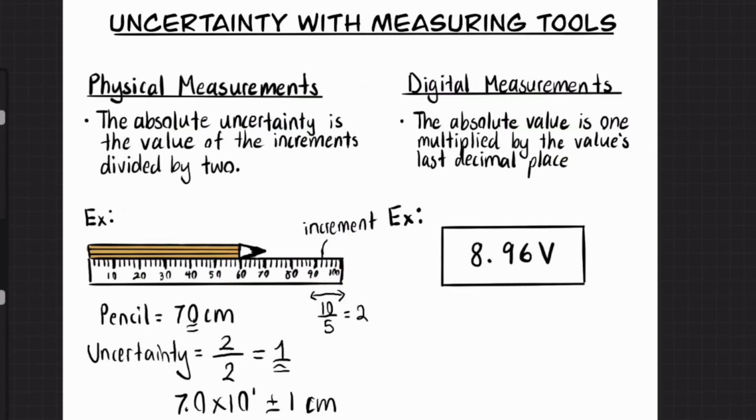So now we have digital measurements. Digital measurements are slightly easier. So in this case, the absolute value is 1 multiplied by the value's last decimal place. So here we have a fancy voltmeter that gave me the measurement 8.96 volts. So our last decimal place is here. So we just multiply that by 1. So that would just be 8.96 plus or minus 0.01 volts. Very precise and very easy.